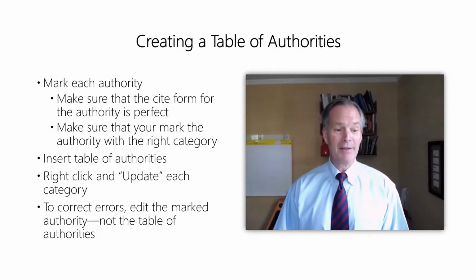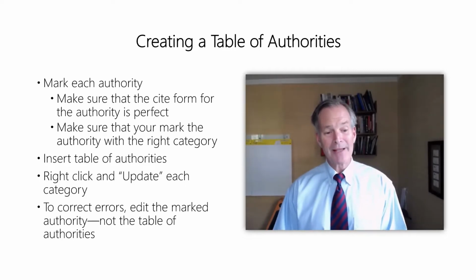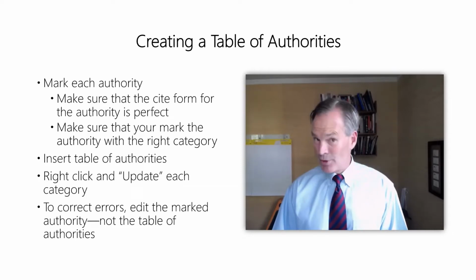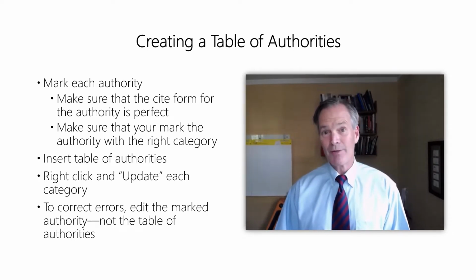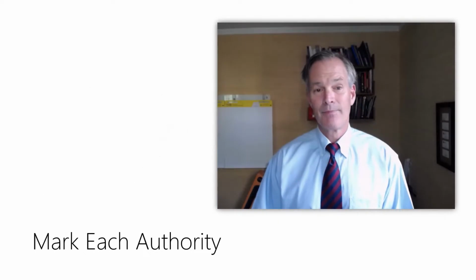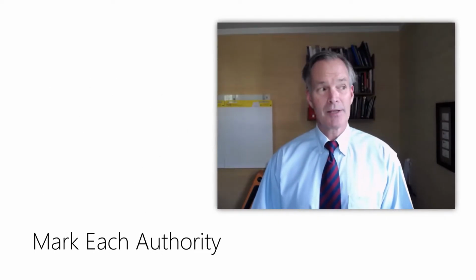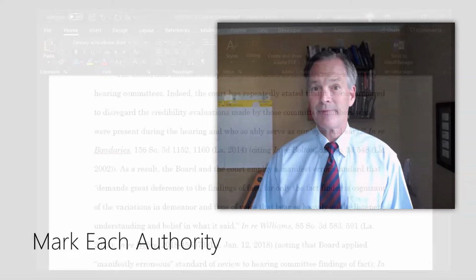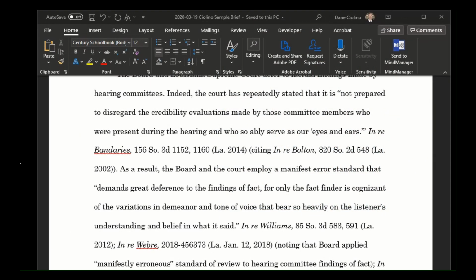Finally, you have to correct errors, and correct them the right way rather than the wrong way. First of all, let's discuss marking each authority. Again, mark it right the first time and save yourself some effort later. The first thing to do is to mark each authority that you want to appear in your table of authorities. The mindset to have here is, I'm going to get this right the first time. Now, how do you do it?